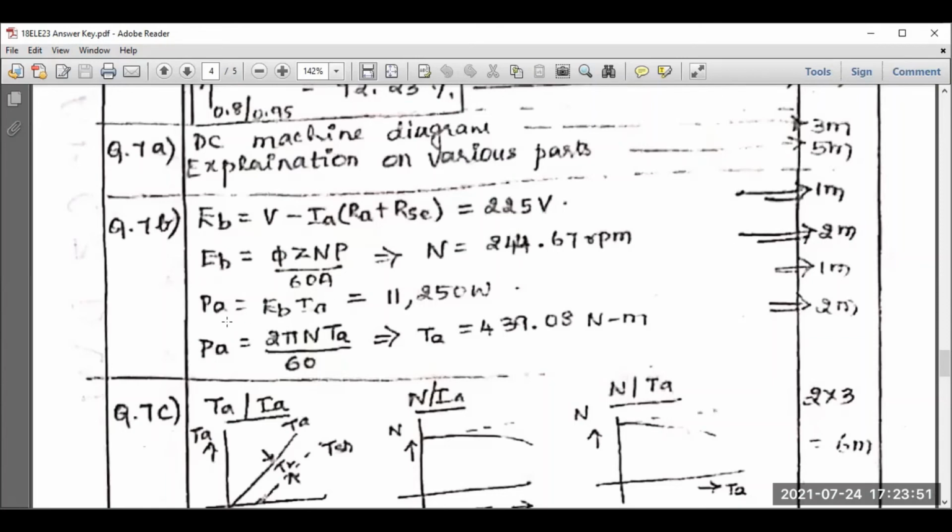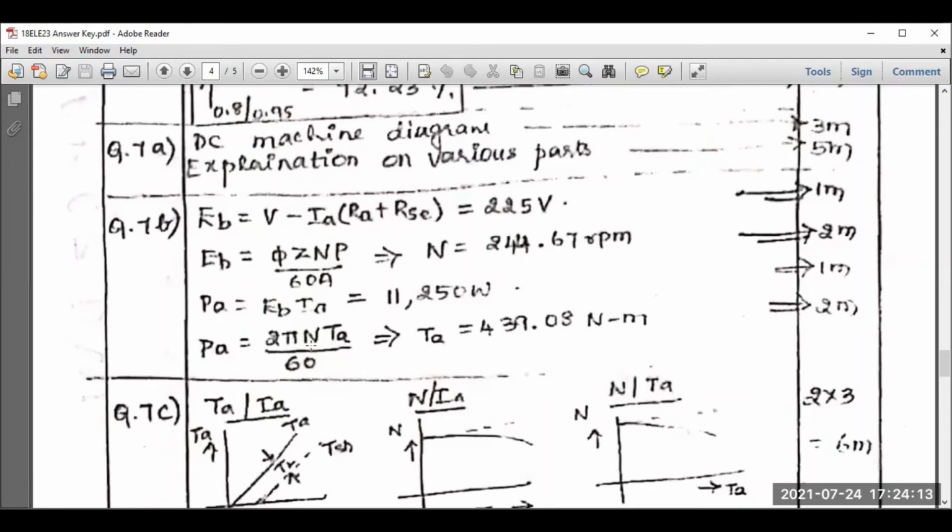Then power is equal to EB into IA. Then you will get the total power developed by the armature, that is equal to 11,250 watts. Anyway, you know the relation between power and torque: Pa is equal to 2 pi N by 60 into T, that is P is equal to omega T, where omega is known as angular speed, equal to 2 pi N by 60.